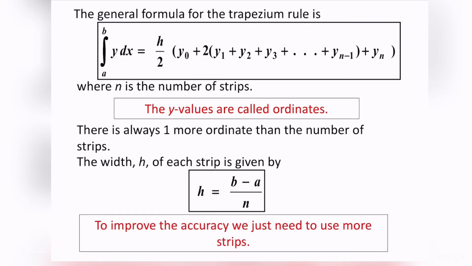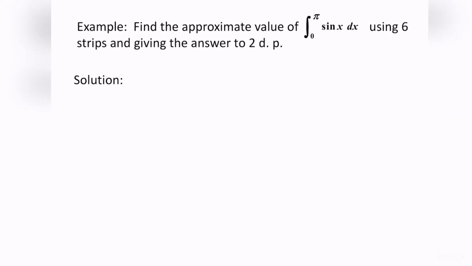And to improve the accuracy, we just need to use more strips. So how can we improve the accuracy of the area under the curve? By increasing the number of the strips under the curve. The more strips we have, the more accurate the area will be. Okay? Right. So let's look at this example here.